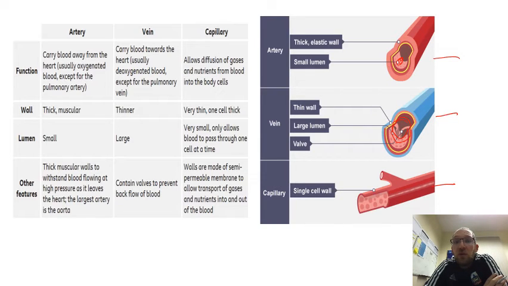Capillaries allow diffusion of gases and nutrients from blood into the body cells. Very thin walls, 1 cell thick. Lumen, very small, only allows blood to pass through 1 cell at a time. Other features: walls are made of semi-permeable membrane to allow transport of gases and nutrients into and out of the blood.